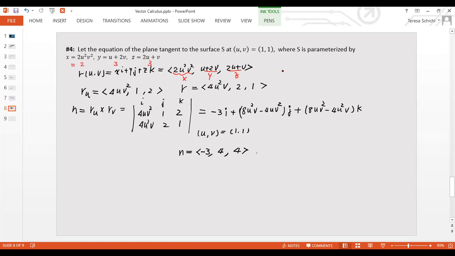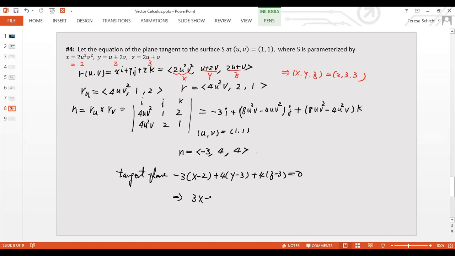So now my (x, y, z) is equal to (2, 3, 3), right? Now I have a point and I have a normal vector. So what is the tangent plane? That's what we learned in the previous units. The tangent plane uses the normal vector: -3(x minus 2) plus 4(y minus 3) plus 4(z minus 3) equal to 0, right? If you want to simplify, combined, you will get 3x minus 4y minus 4z equal to negative 18. So this will be my tangent plane here, okay?